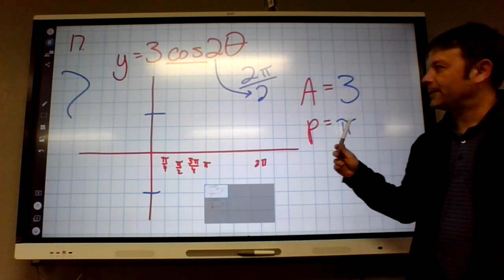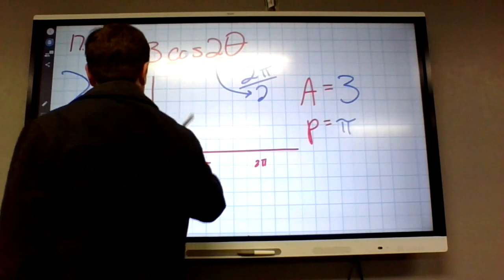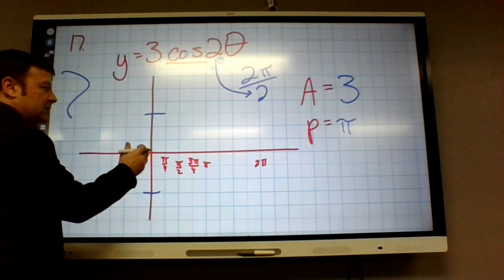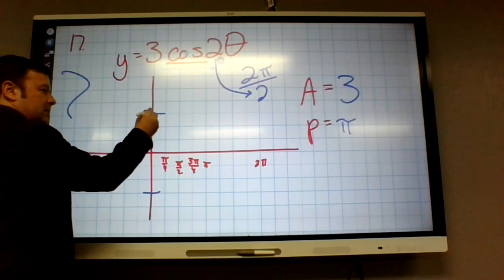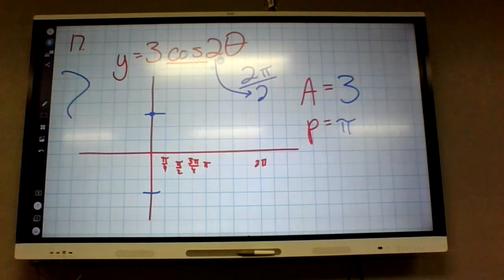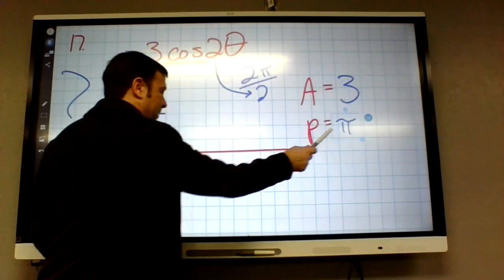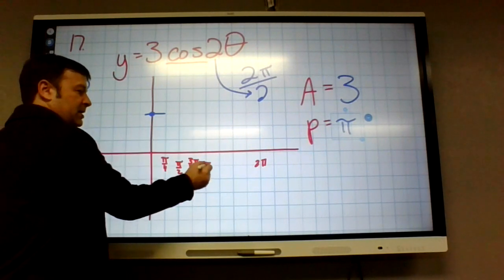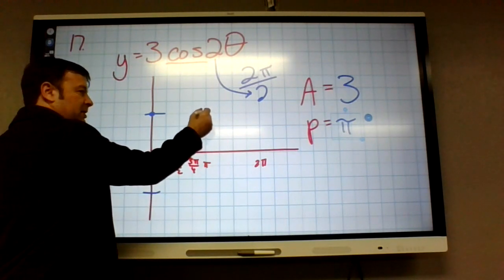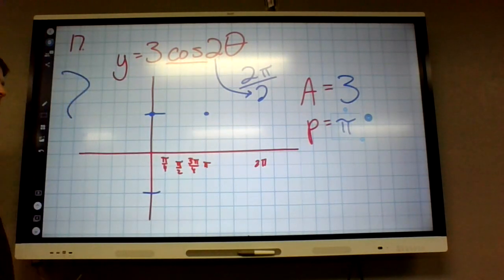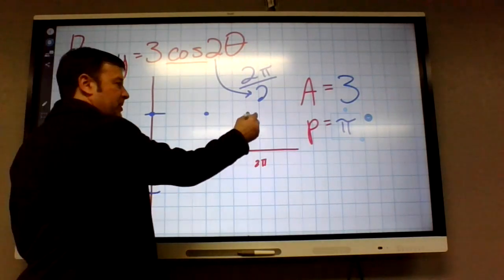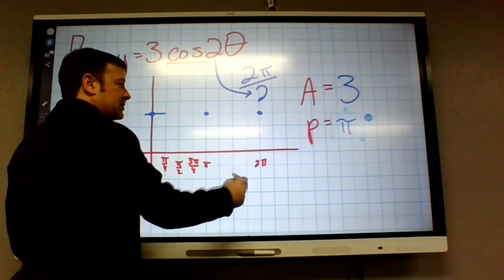Okay, where does cosine normally begin? At the top. Then it goes down through the middle, gets to the bottom, then comes back up, eventually getting back to the top again. It's supposed to be through its period by the time it gets to pi. That means right here it should be back to the top again, which means by 2 pi, it should be back to the top again.